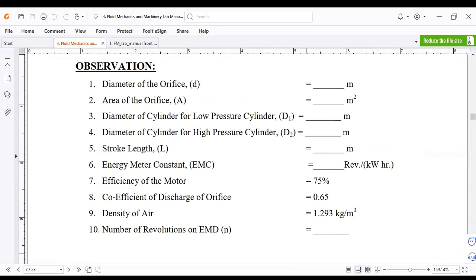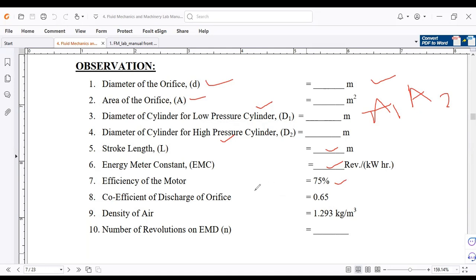That is the diameter of the orifice. Once you know the diameter, you find out the area. Next, the diameter of the low pressure cylinder D1 and the diameter of the high pressure cylinder D2. Once you know D1 and D2, calculate A1 and A2 also, the area of the low pressure cylinder and the area of the high pressure cylinder. Stroke length, note it down. Energy meter constant, that should be noted from the energy meter disk.